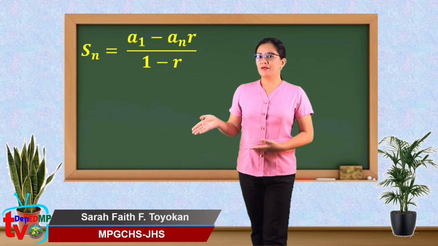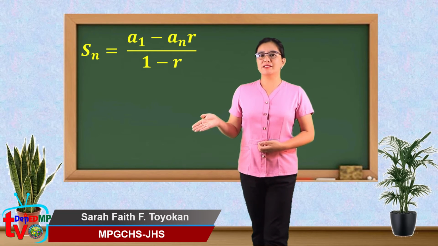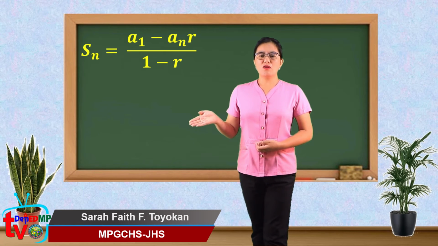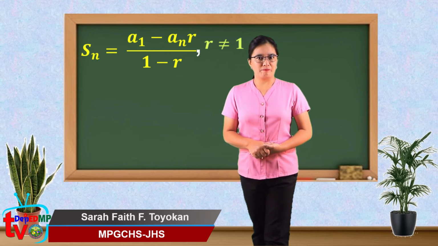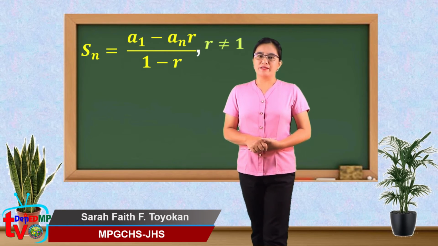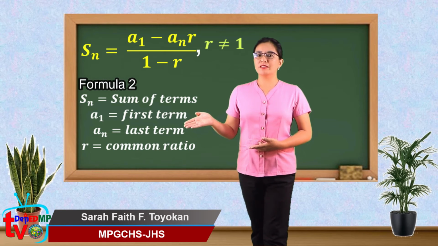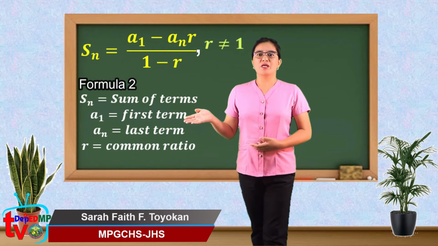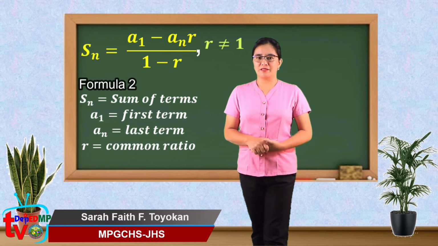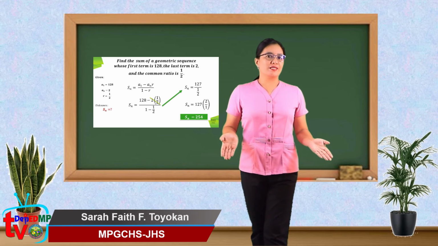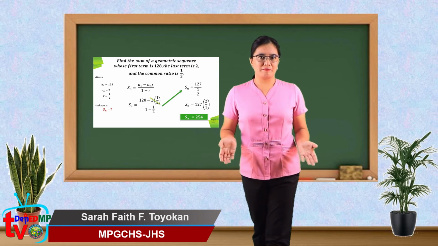We have here S sub n equals a sub 1 minus a sub n times r all over 1 minus r, provided that r must not be equal to 1. Remember that this form requires the first term, the last term, and the common ratio, but does not require the number of terms. Let's dive in with the given examples.